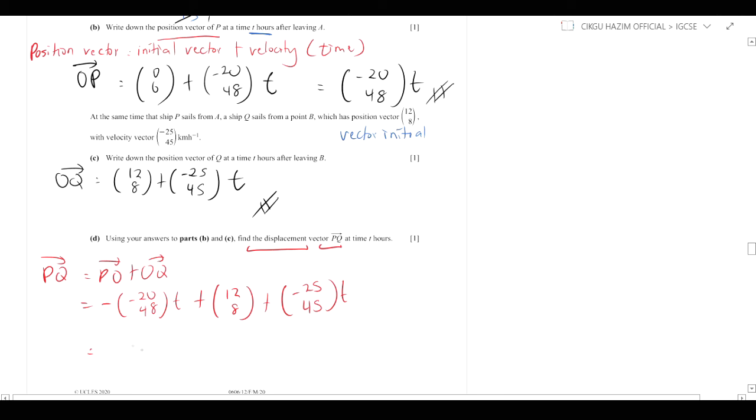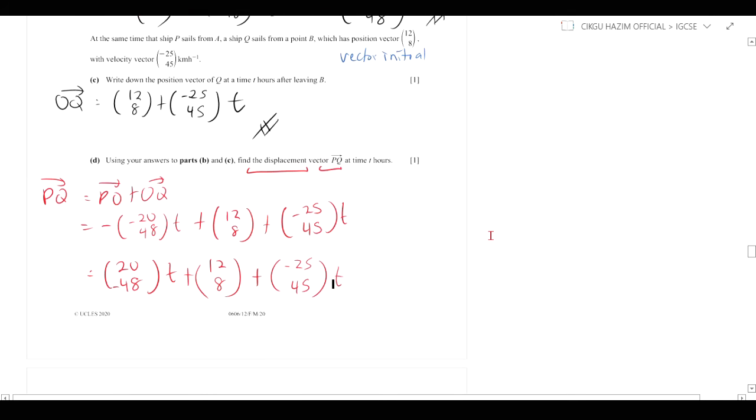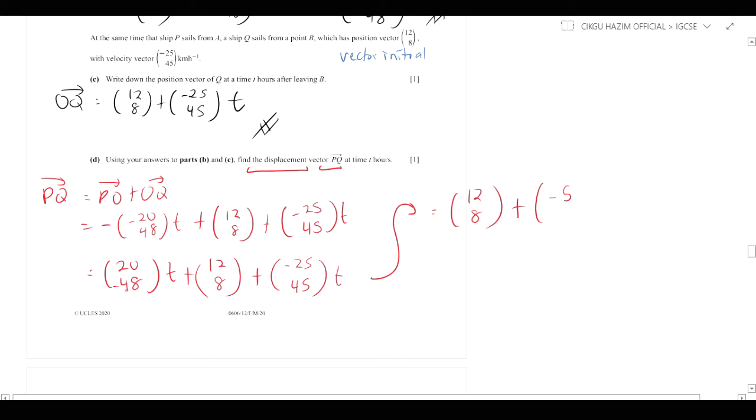Then simplify here. It will be -48t plus (12, 8) plus (-25, 45t). So you add t with t, and the non-t terms you don't disturb. It's going to be 12, 8, 20 plus negative 25, which is minus 5, and then negative 48t plus 45t becomes minus 3t. That's how we do question number D here.